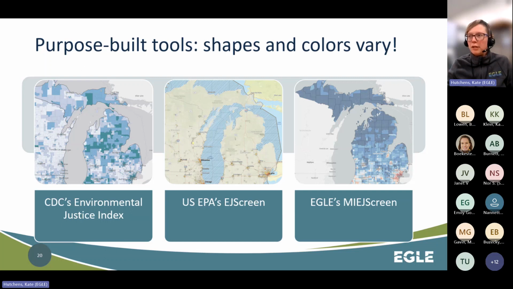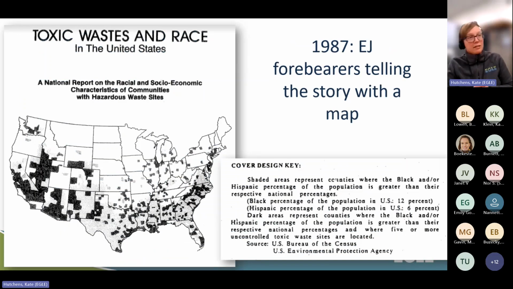But I wanted to also mention that in 1987, our environmental justice forebears were telling the story with a map. So that Toxic Wastes and Race report that I mentioned before, which was produced by advocates and researchers, told their story through the same concept of showing the distribution of different socioeconomic groups of people relative to the distribution of different kinds of environmental hazards, specifically toxic waste sites.